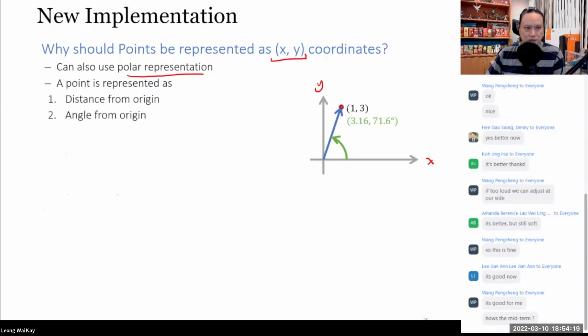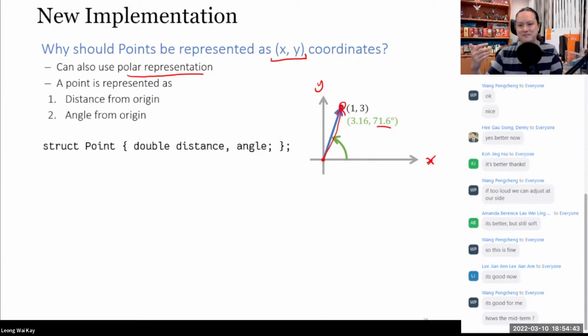So you say this is the origin, 0, 0. There's the x-axis. You rotate by this amount of degrees, 71.6 degrees, and you go this 3.16, the length of this. You will still arrive at the same point. So this is called polar coordinates. There is no reason why your point should follow the XY coordinate system, the Cartesian coordinate system.